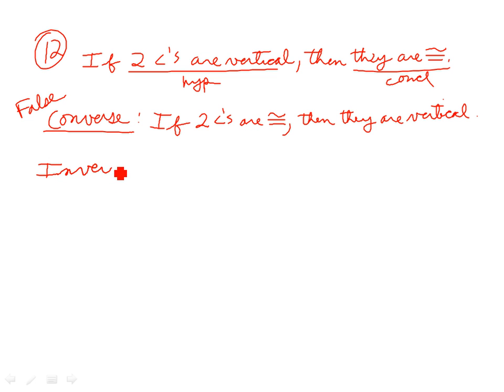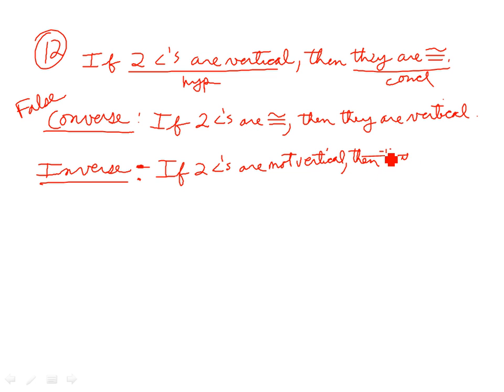The inverse leaves it in the same order but negates it, so it's going to say: if two angles are not vertical, then they are not congruent. So if you've got two angles and they're not vertical to each other, that doesn't necessarily mean that they're not still congruent, because it could be any two angles. So that one is false.